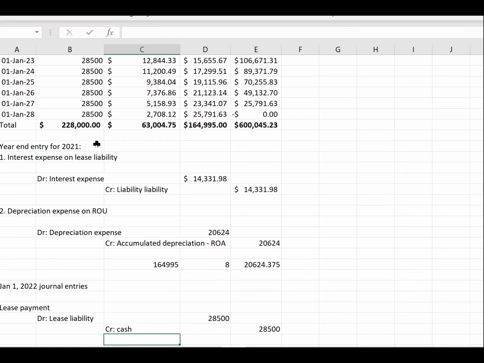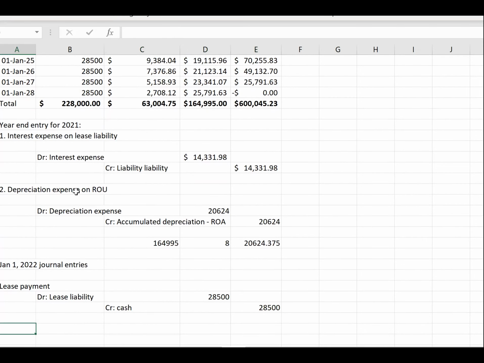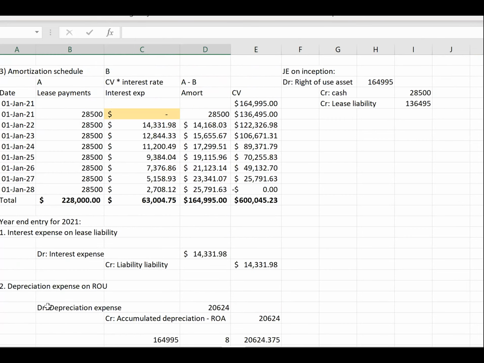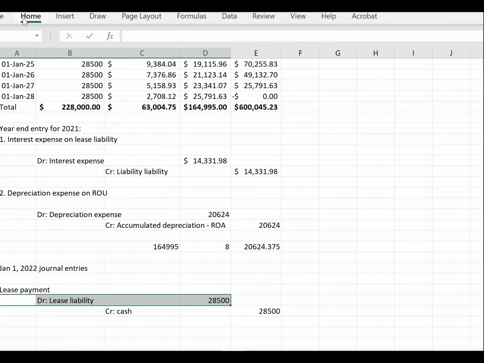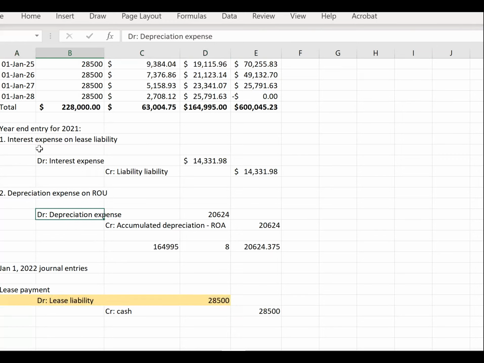28,500, okay. So there we go. Now what is happening, why do we debit the lease liability? Here we're decreasing the lease liability by 28,500. And here, when we recognize the interest expense, we credited the liability. So here we increased the lease liability.